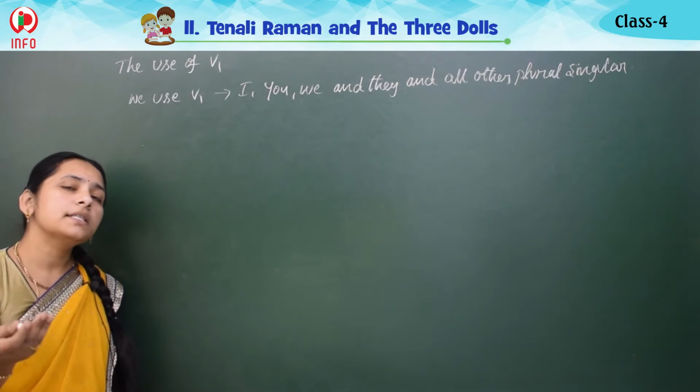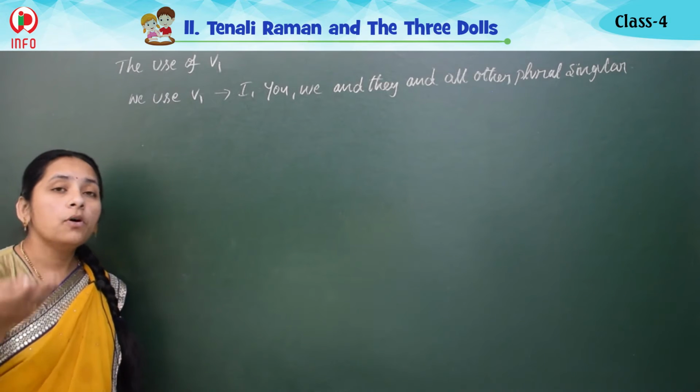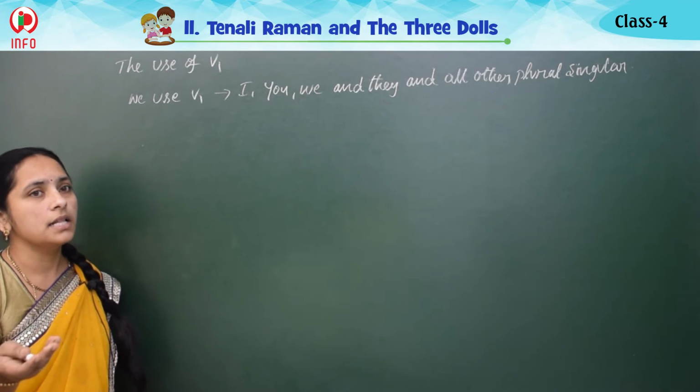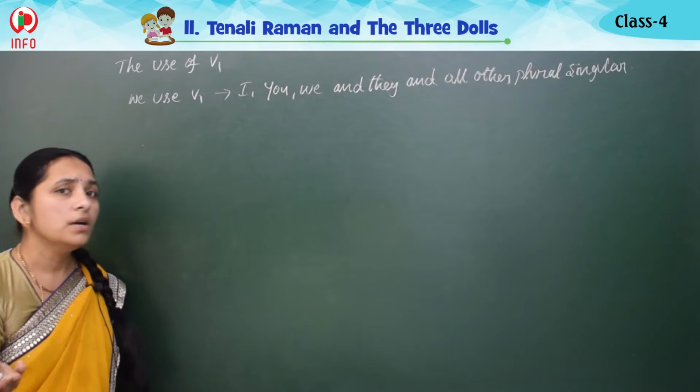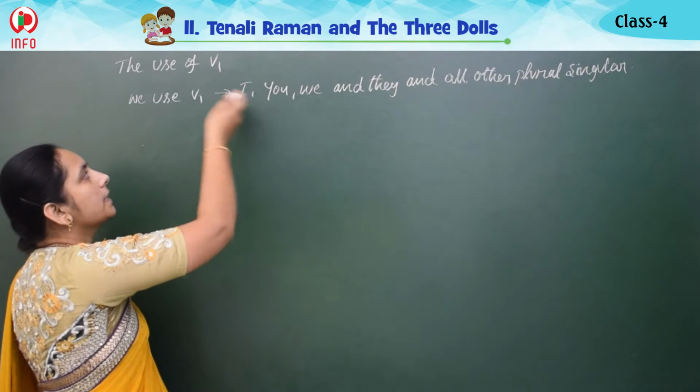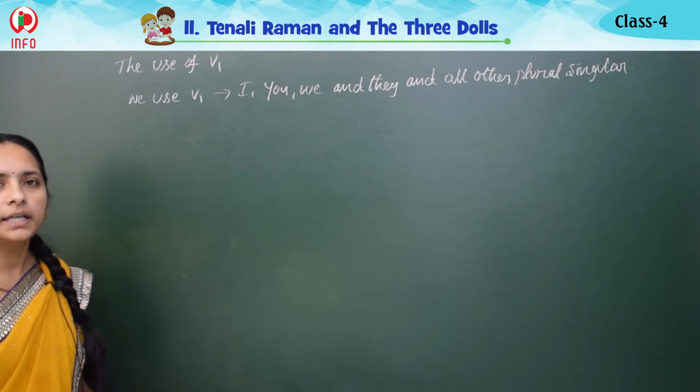And other plural subjects means what? More than one person, names, brothers, sisters, uncles, teachers, students, all these are plural subjects only. If we get that kind of subject, then we should write V1 only there.